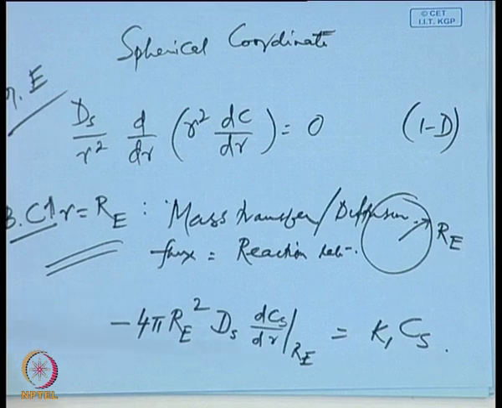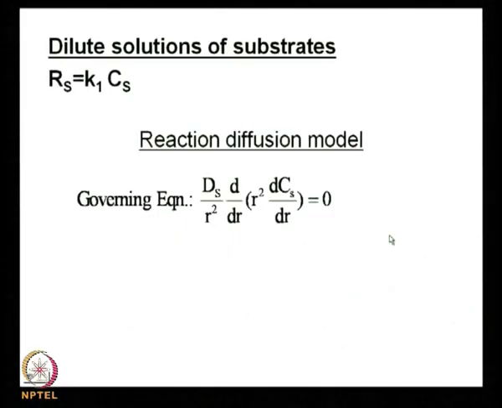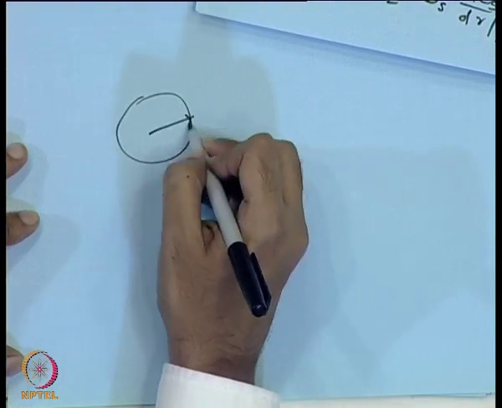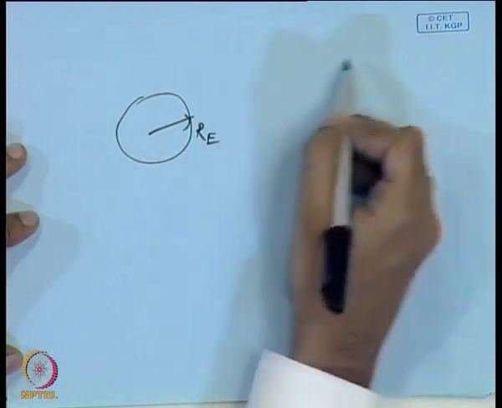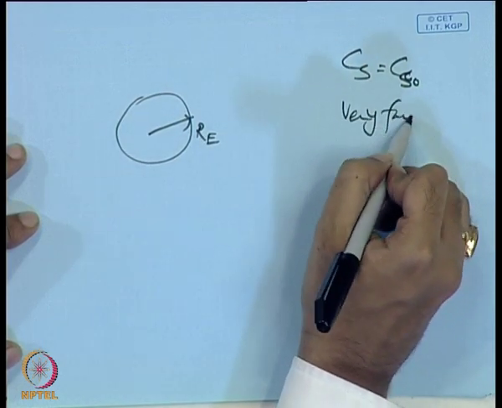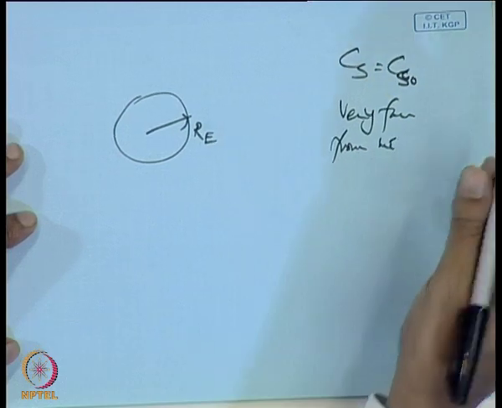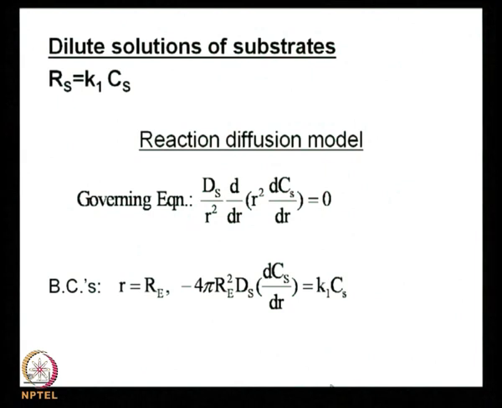And my last boundary condition is this. So this is my surface, let us say, and this is Re. My last boundary condition is that very far away from this, the concentration is a constant. So Cs equals Cs naught very far from the matrix. Okay. We will close today because we have completely run out of time. So the boundary condition at r equals Re is given by this, and the other boundary condition is very far, that is r going to infinity, the substrate concentration is a constant given by Cs naught.